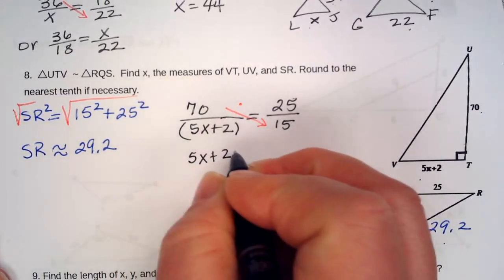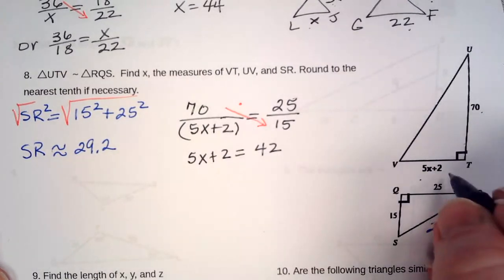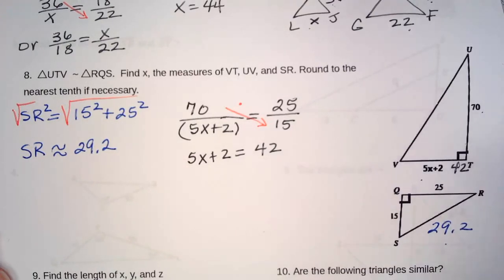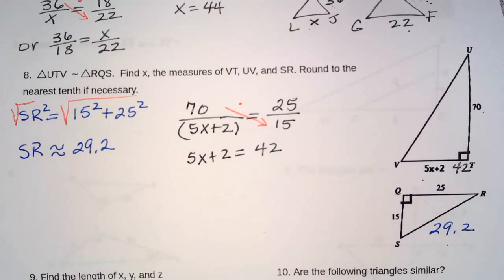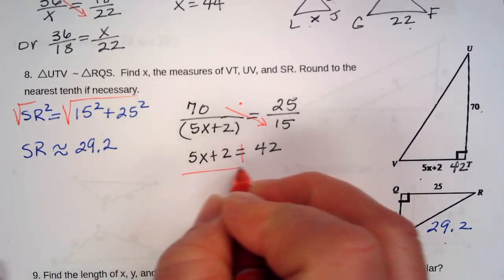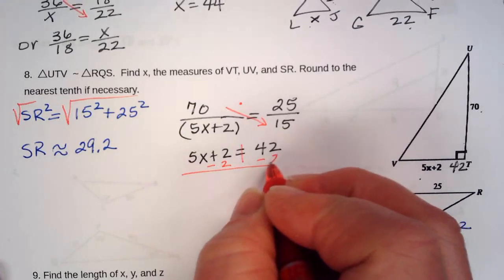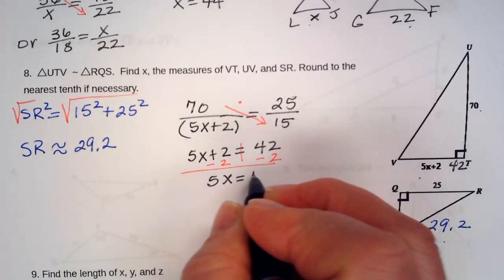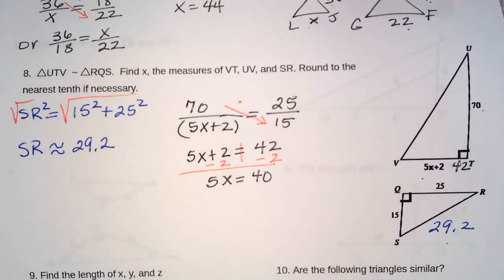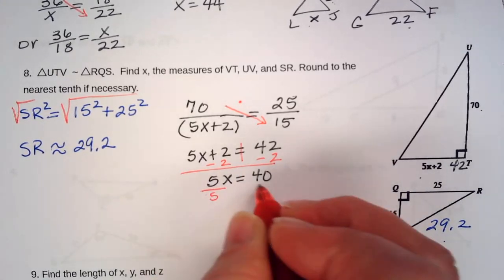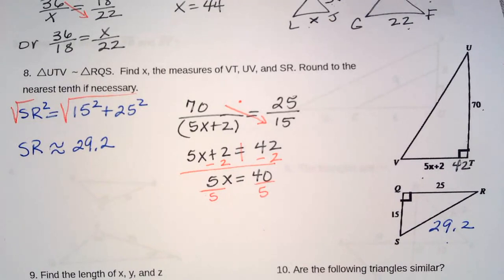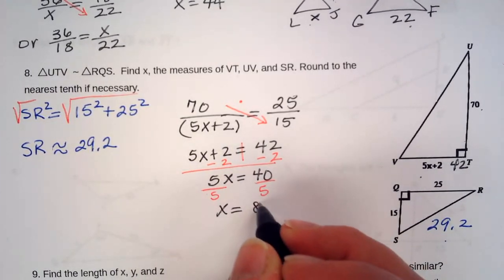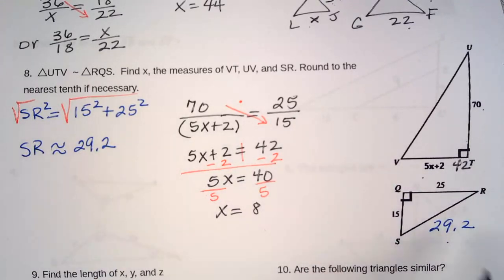5x plus 2 is equal to 42. So I know that this length is 42. To solve for x, I subtract 2 from both sides. 5x is equal to 40. And then I divide by 5. X is equal to 8. So I found SR, I've found x, and now I need to find UV.